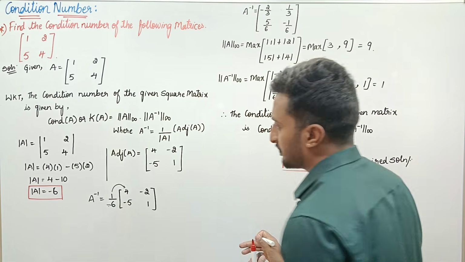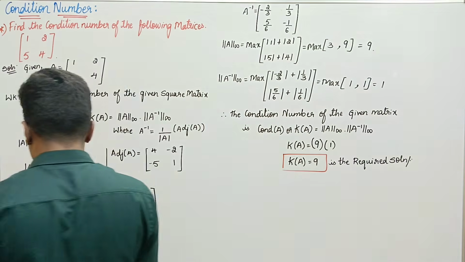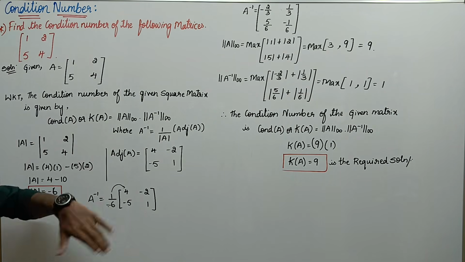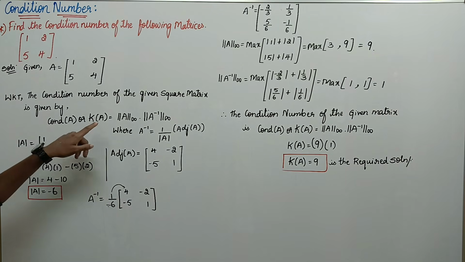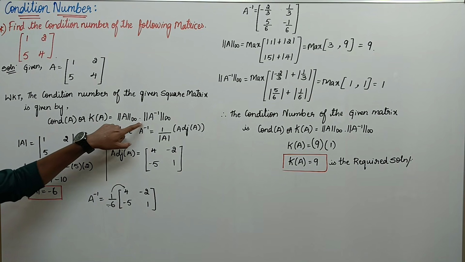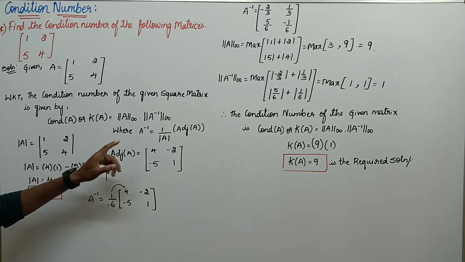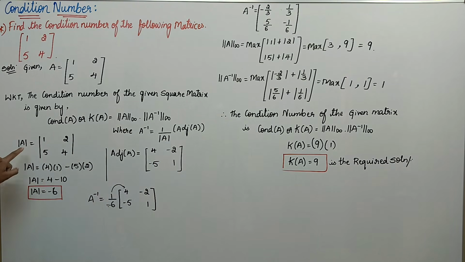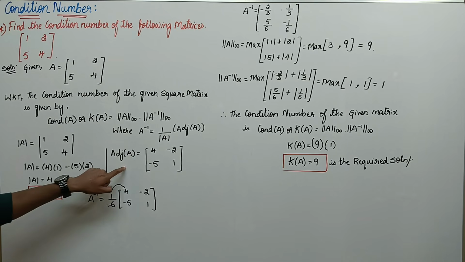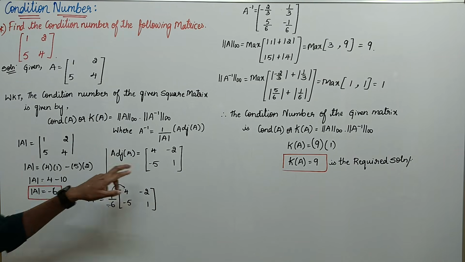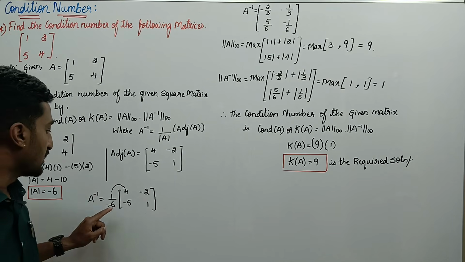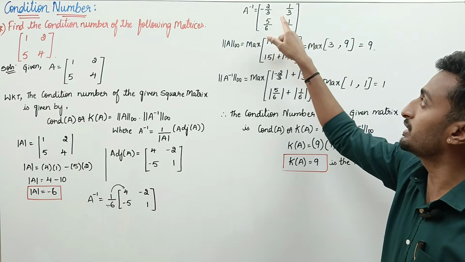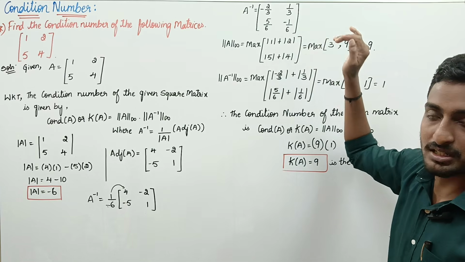Simple, okay? You can simplify very easily if you know the determinant and matrix. First, represent the given matrix and the condition we are supposed to find, that is condition of A equal to norm A infinity dot norm A inverse infinity. First, let us find A inverse. A inverse is 1 by determinant of A into adjoint of A. Determinant of A, you get minus 6. Adjoint, you get 4, minus 2, minus 5, 1. Multiplying these two, you get A inverse, which is equal to 2 by 3, minus 1 by 3, 5 by 6 and minus 1 by 6.